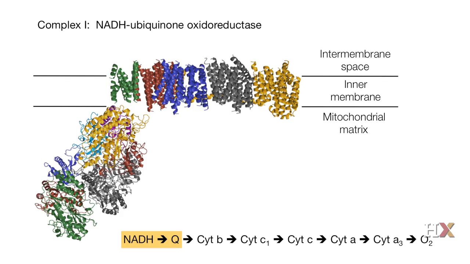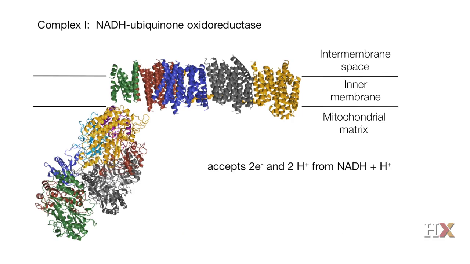Its function is to pass electrons from NADH to coenzyme Q. Hence its name, NADH-ubiquinone oxidoreductase. But we'll call it complex 1. NADH will interact with a subunit of complex 1 that is found in the arm part of the complex and contains an FMN, a universal electron acceptor.